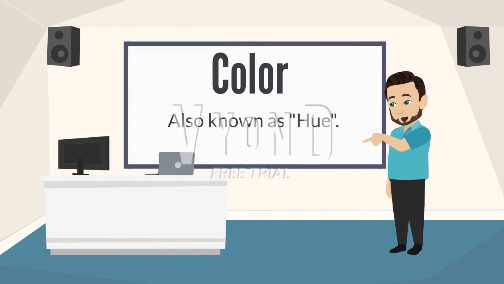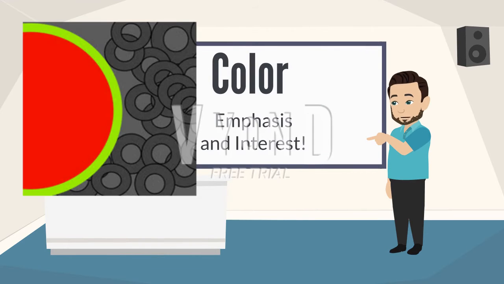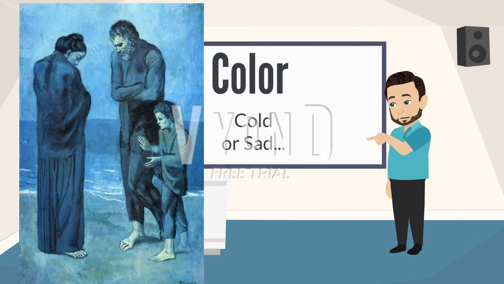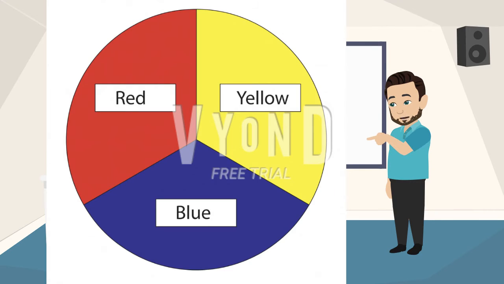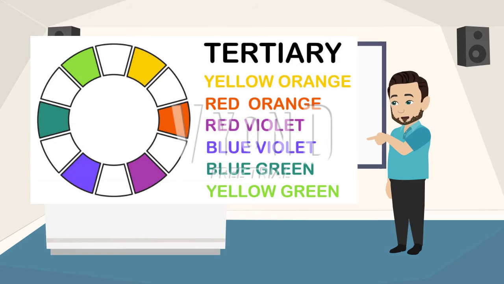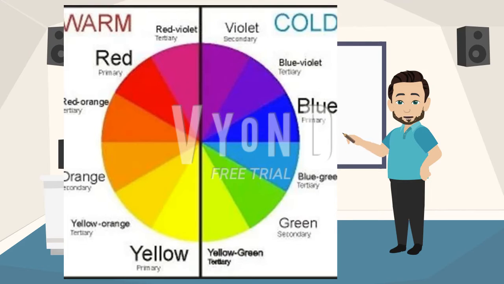Color is also known as hue. It can add interest, emphasis, and mood to works of art. The primary colors are yellow, red, and blue. The secondary colors are orange, green, and purple. There are also tertiary colors that are created when you mix a primary and secondary color together. Colors can be classified as warm or cool, as well as tints and shades, depending on the value.